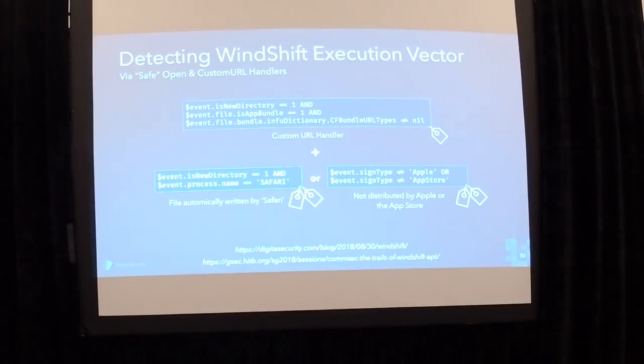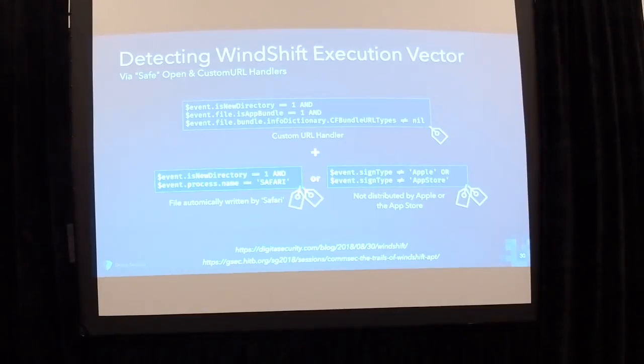So is something trying to register as a custom URL handler? And if that's not enough, we can go deeper, right? So was that file written by Safari? That is probably odd, right? There probably shouldn't be apps being written directly from Safari. You should be getting those from the App Store, or they should be coming down as zips, and you should be unarchiving them yourself. Safari shouldn't be doing it for you.